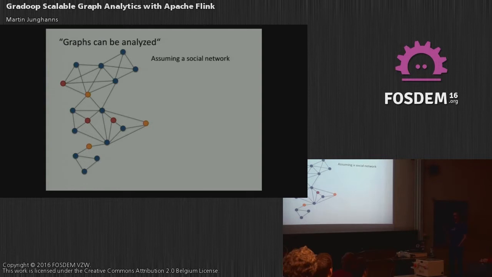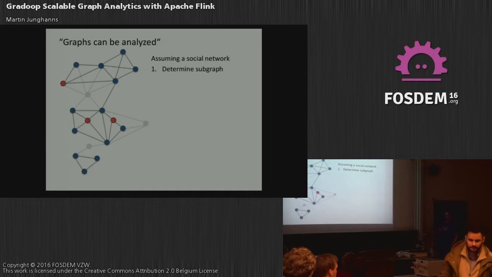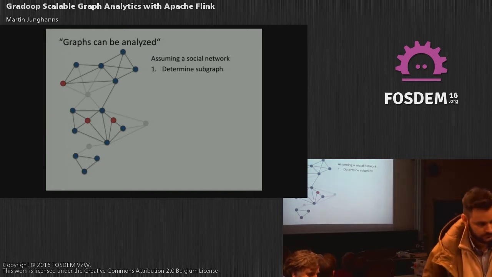So for example, let's assume we have this social network here. We have another vertex type, whatever, band group, I don't know. And you are maybe just interested in a specific subgraph of that social network. So you need to determine a subgraph containing only the vertices and edges you're interested in. So let's say persons and bands in that case.